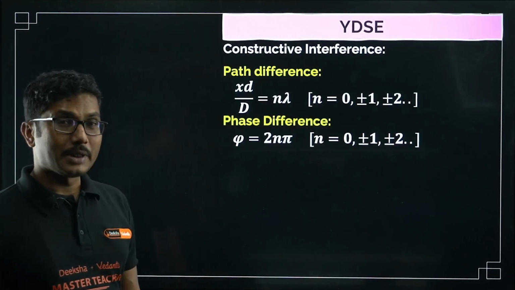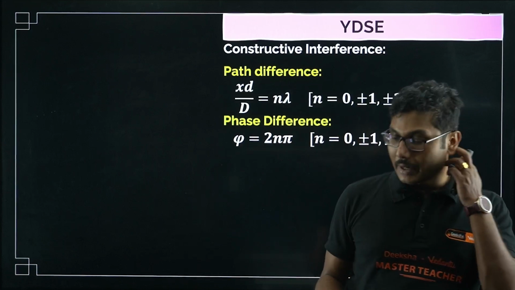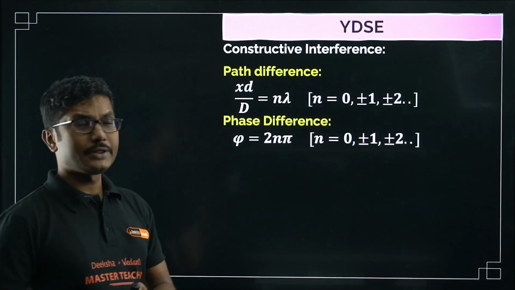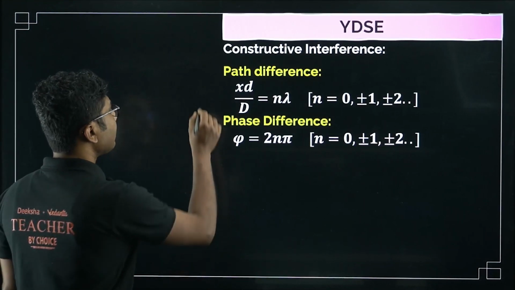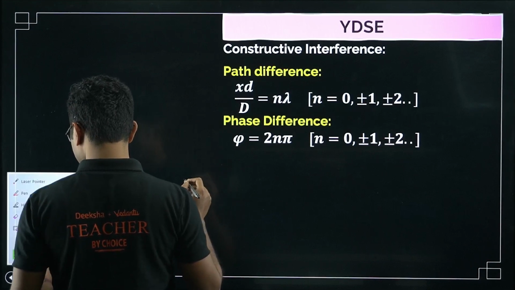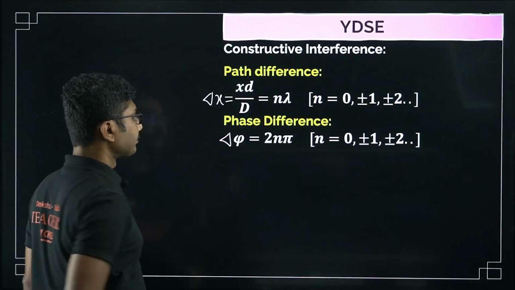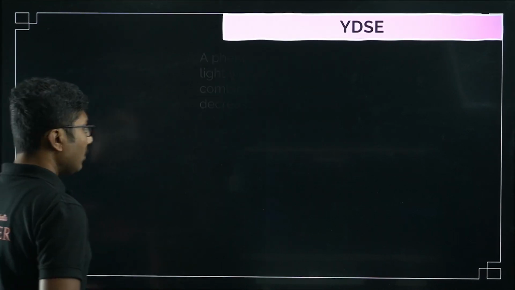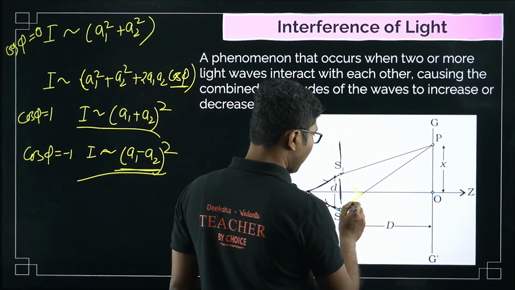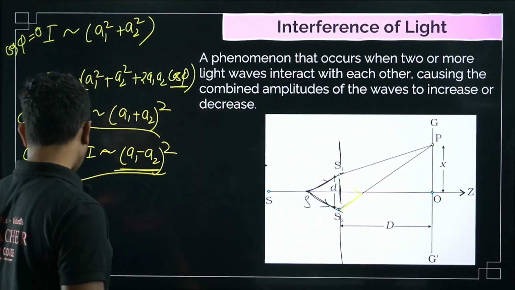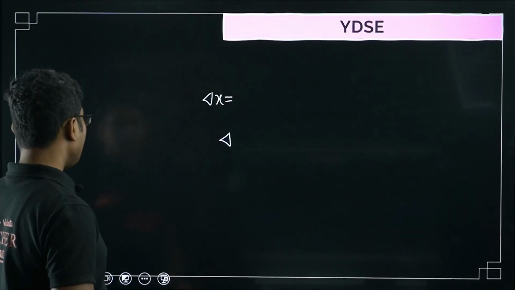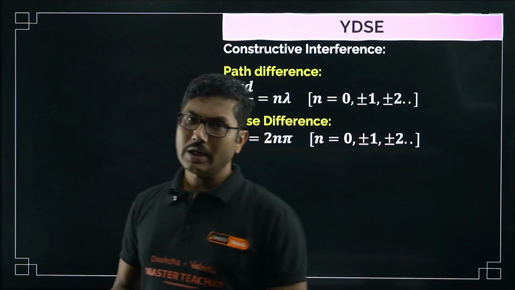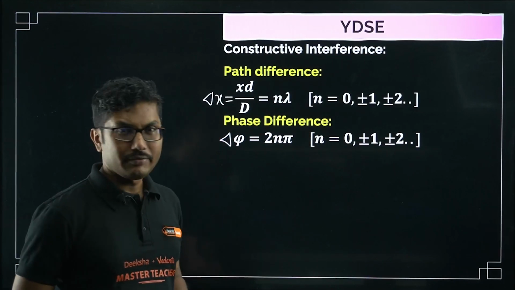In Young's double slit experiment, he observed and determined the condition for maximum and the condition for minimum. In terms of path difference, interference maximum is given by this, which is called path difference. It is also written as delta x, and this is delta phi. I showed you path difference in the last case as well. This distance is called path difference. If it is a multiple of n lambda, then we say this is constructive interference.